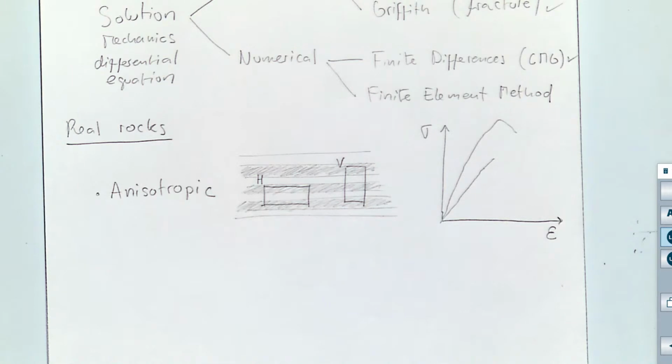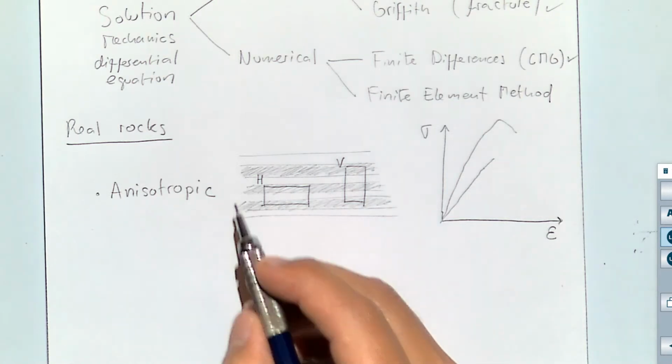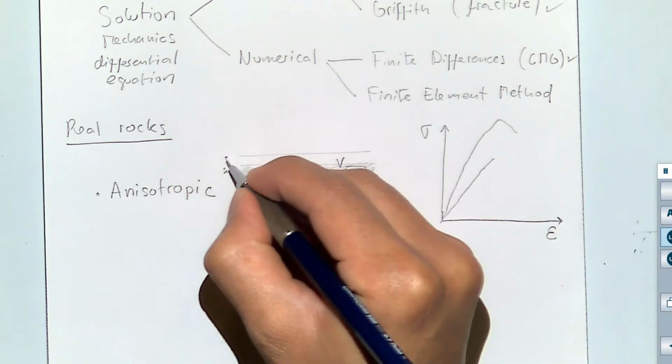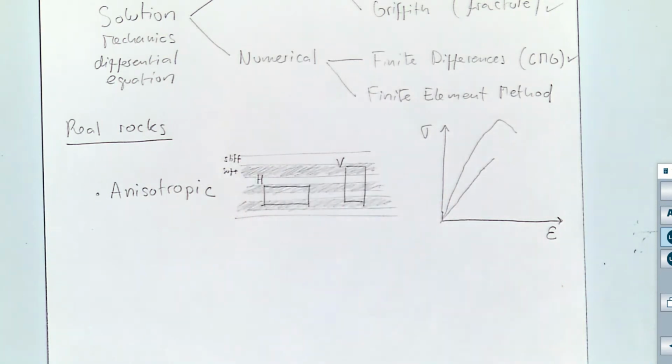Okay, let me give you a hint. What if I told you that these dark layers are soft and the light layers are stiff? Imagine the light layers are a carbonate, very stiff, and the dark layers are a shale, which is relatively soft. In which direction is the rock going to be softer?